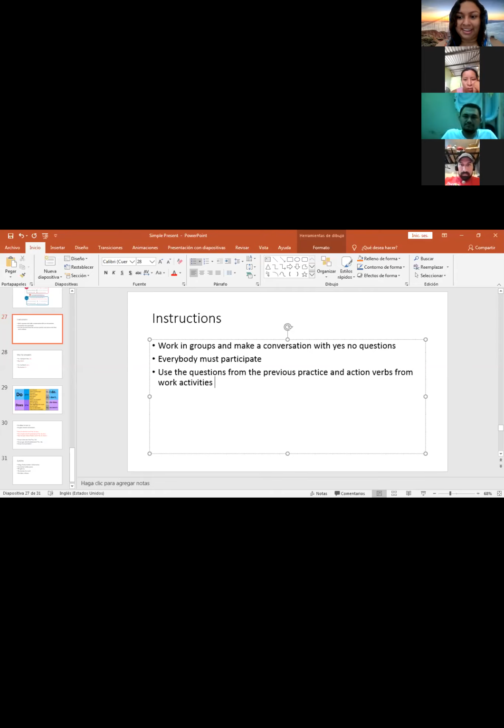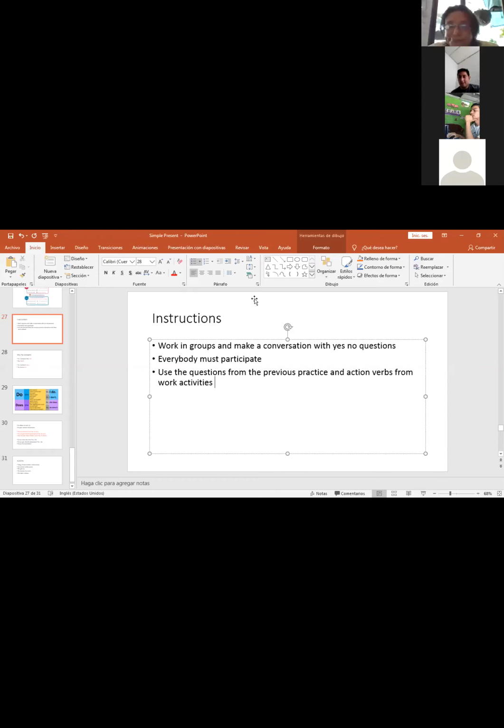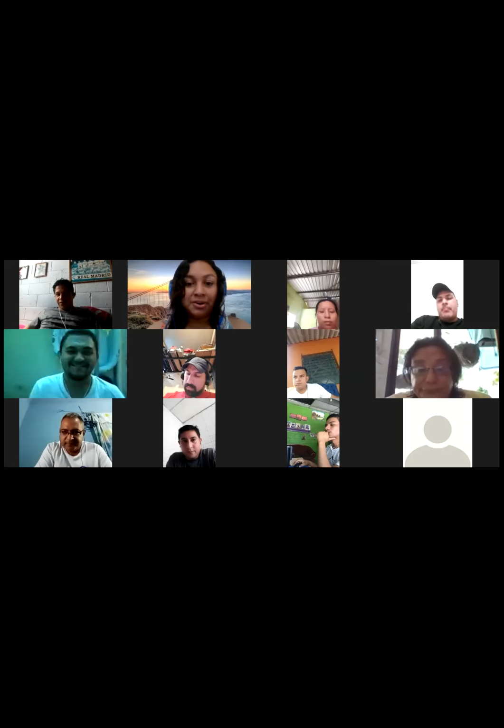Are you ready? No, but here we go. Come on, you're ready. You know the verbs. Okay, so here we go. ¿Qué vamos a hacer? Tell me the instructions. Working groups. Make a conversation. With what information? With yes and no questions. From the previous exercise. And we use action verbs from activities at work. Very good. Okay, here we go.